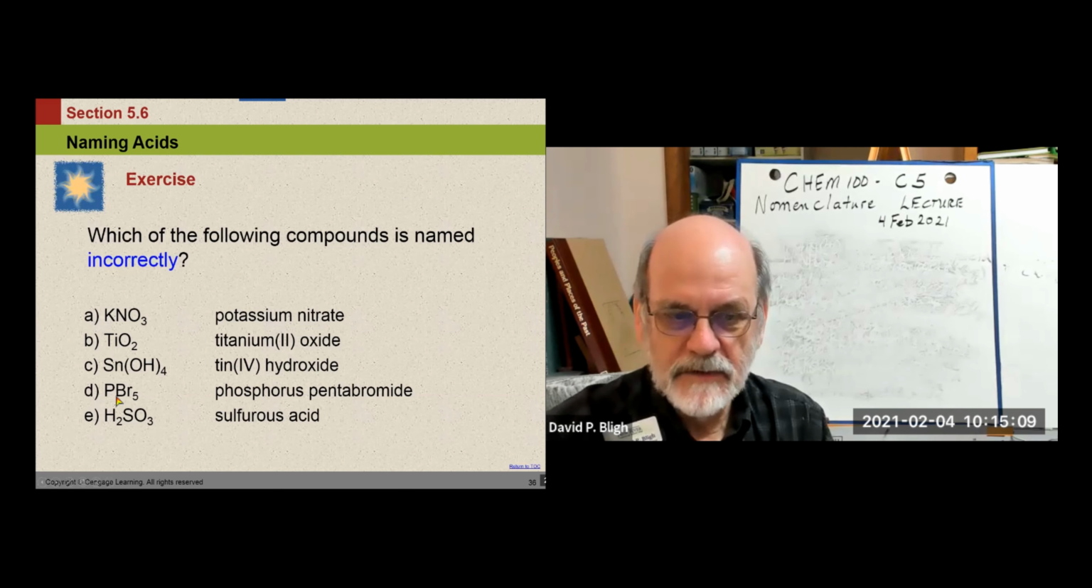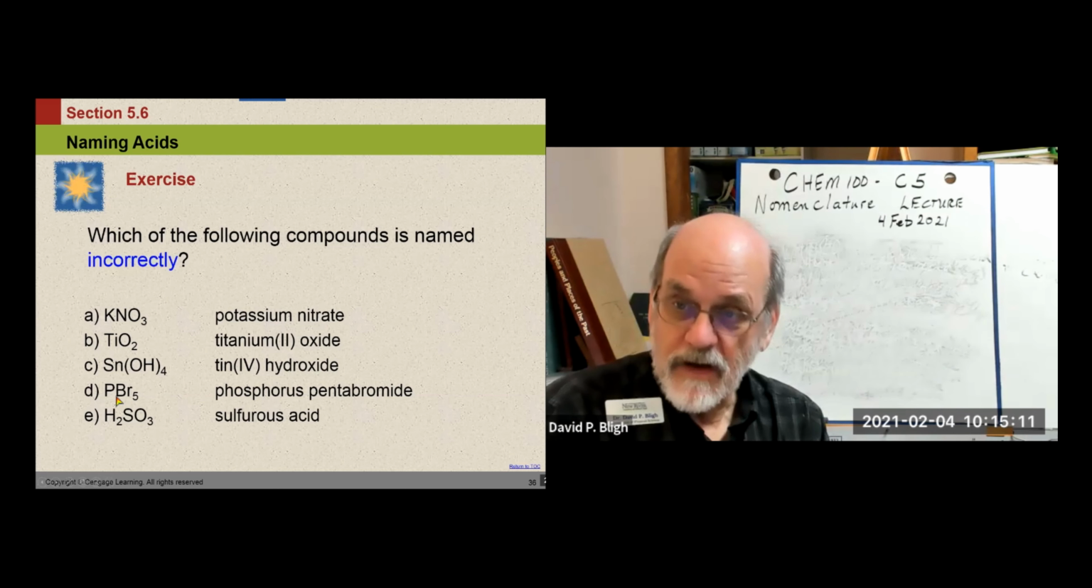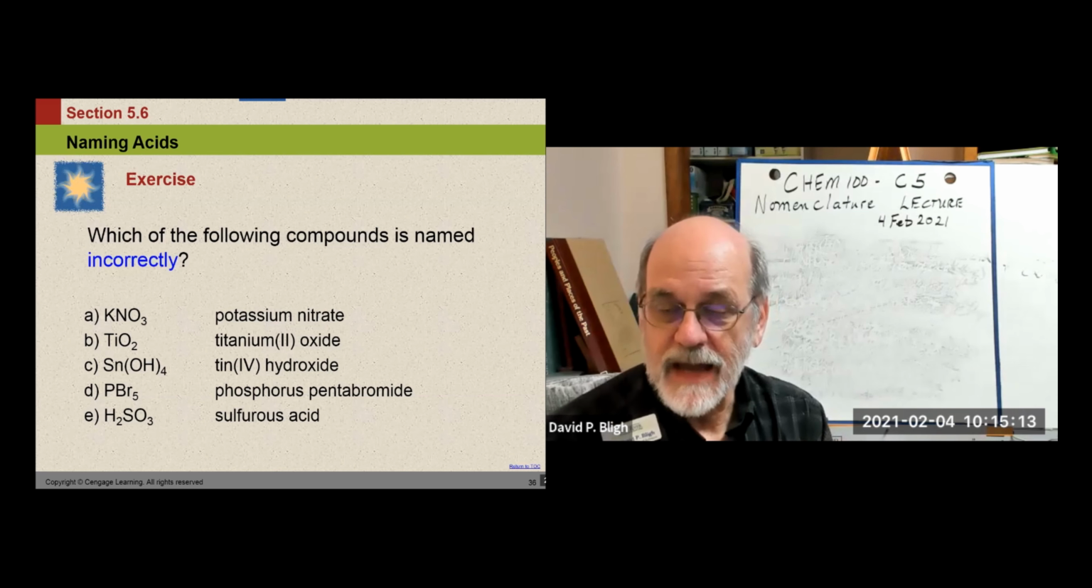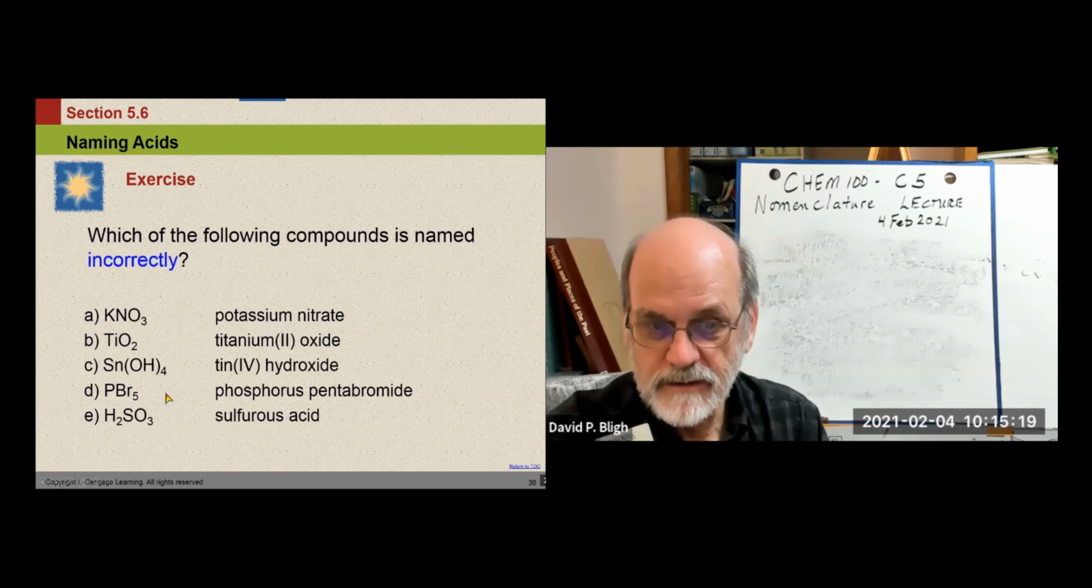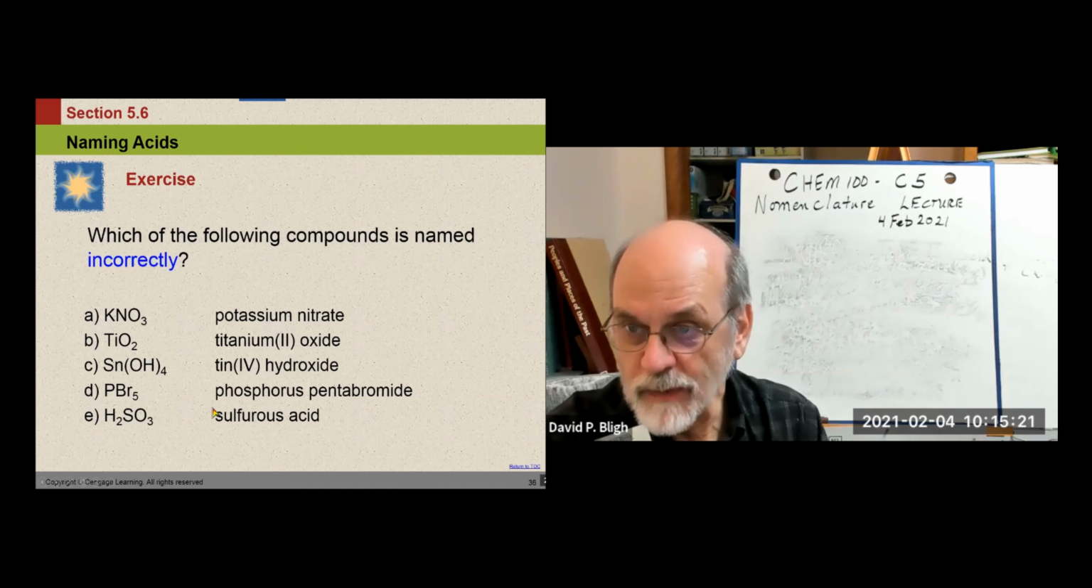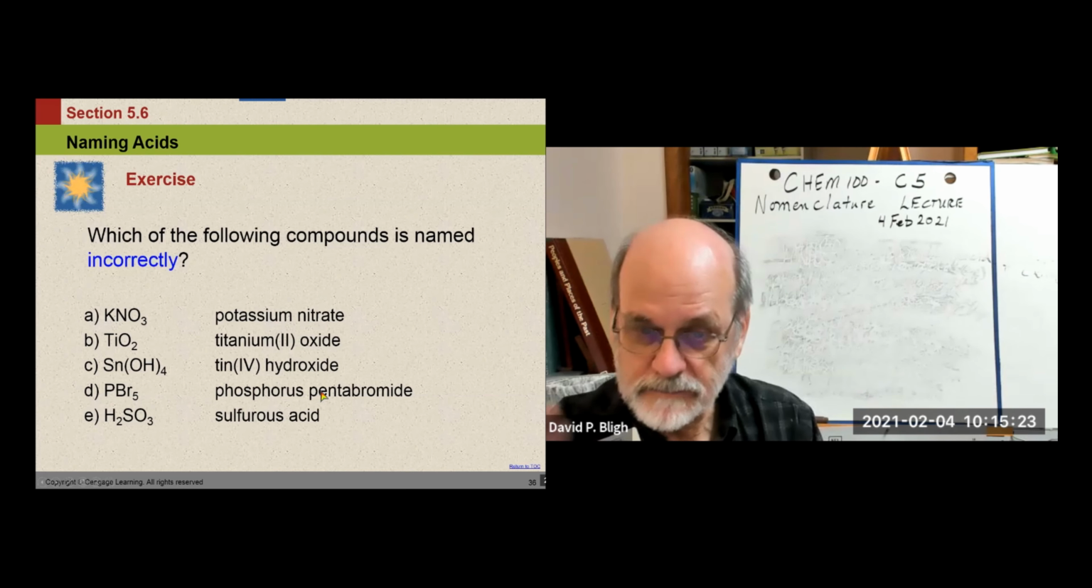PBr5, what do you have there? You've got 2 nonmetals, a type 3 compound. So we just name it. Phosphorus pentabromide. That's correct.